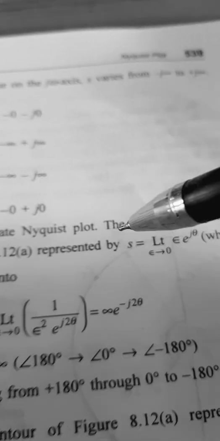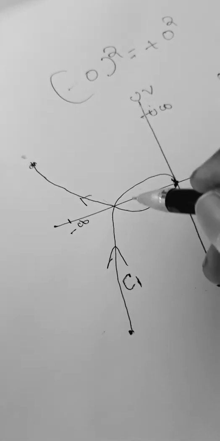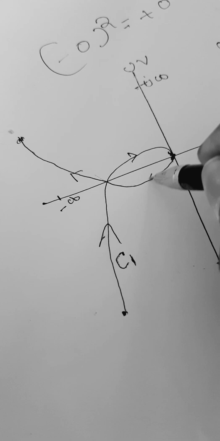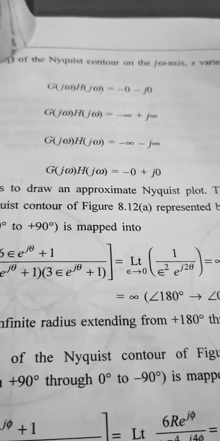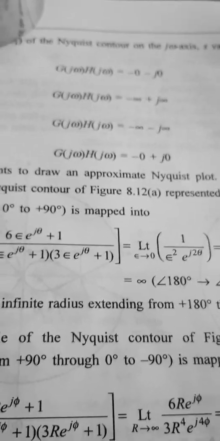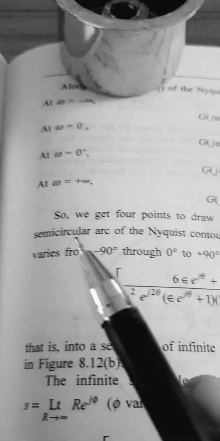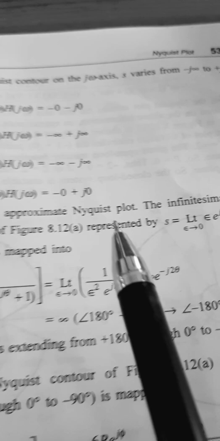So we get 4 points to draw an approximate Nyquist plot. So we got somewhat of an idea how it is, and the direction is like this. Okay, and here, it is not clear. Now, so we get 4 points to draw the approximate Nyquist plot.